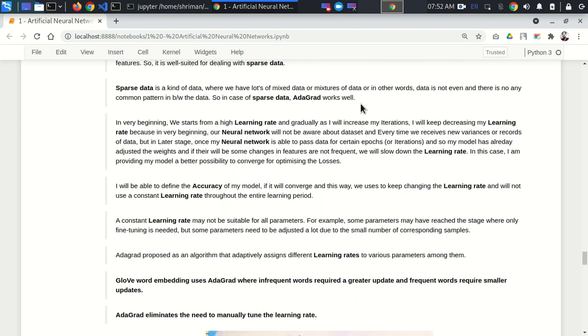But in a later stage, once my neural network has passed data for certain epochs or iterations, and my model has already adjusted the weights, and if there are only infrequent changes, we will slow down the learning rate.